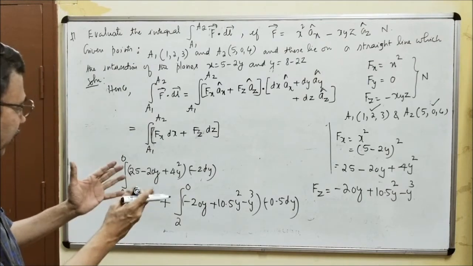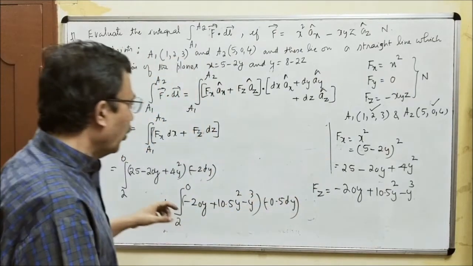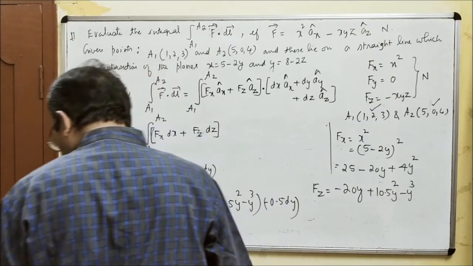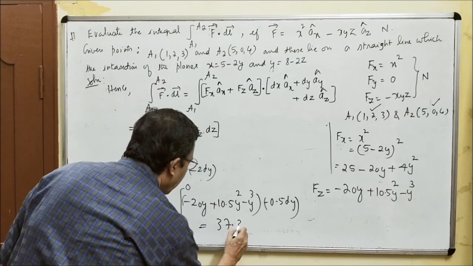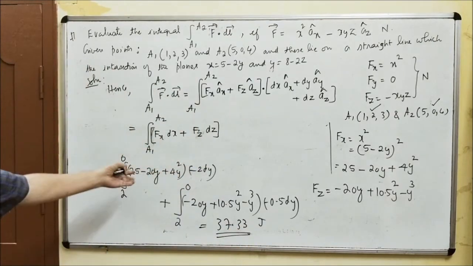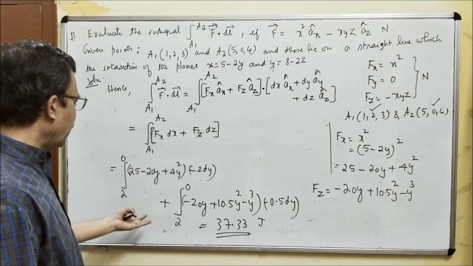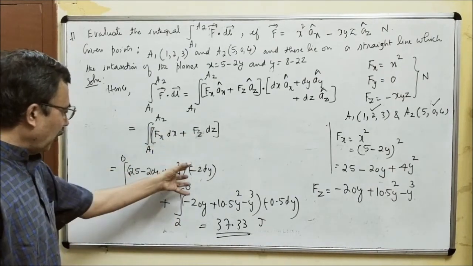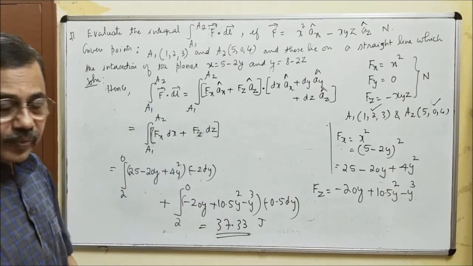Please note that Fx and Fz we have made pure functions of y. Therefore, for points a1 and a2, only the y coordinate has to be used. If you integrate this and substitute, you will get the result 37.33 joules. Please do this as an exercise. Evaluate these two integrals, not difficult. What is the integration of y square? y cube by 3. Very easy. Simplify the integral, this should be the answer. Please check and report to me if there are any discrepancies. Thank you.